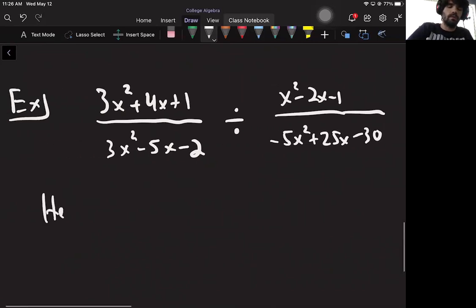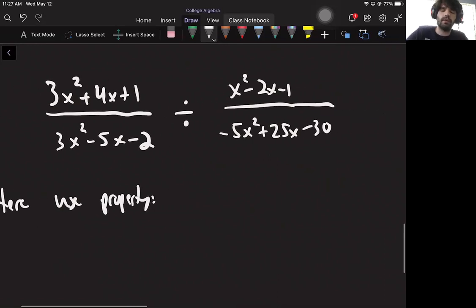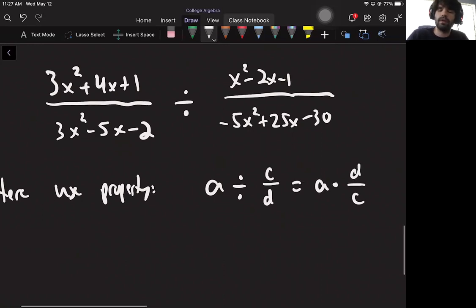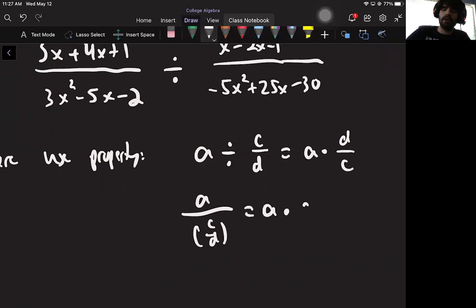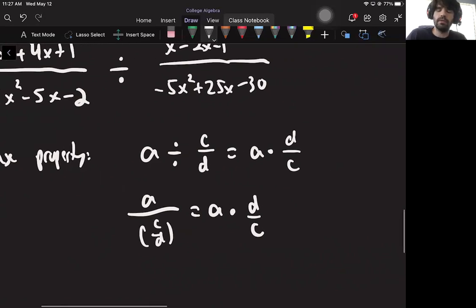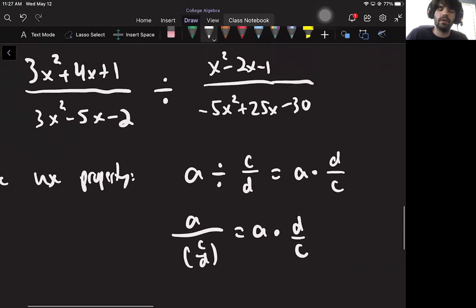So here we're going to use this property. So if you divide by a fraction, something like this, a divided by c over d, that's the same as multiplying by d over c. And people often write it like this, a divided by c over d, and then they change it to multiplication by flipping it over like that as well. So this is the same property written two different ways. Okay, so that's what we're going to use.